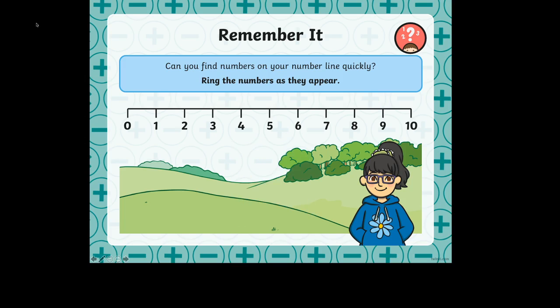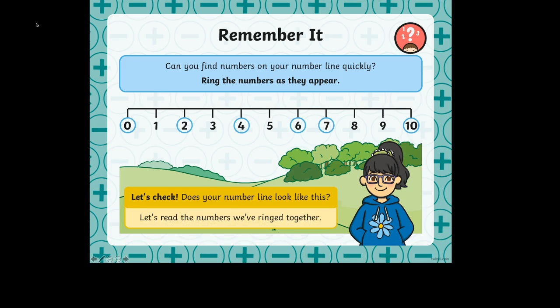And that's it. Which numbers have you ringed? Let's have a look. Does your number line look like this now? Let's read those numbers together. So we have 0, 2, 4, 6, 7 and 10. Now I reckon that was super easy.